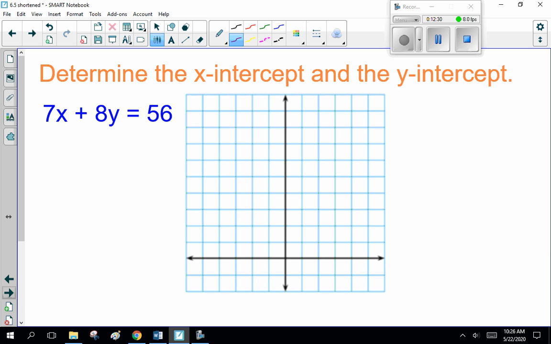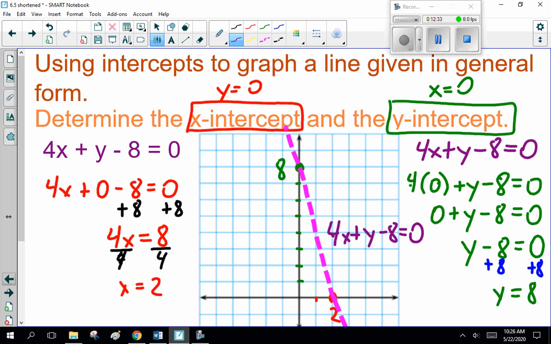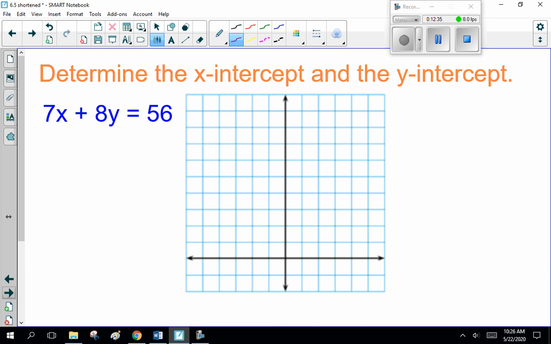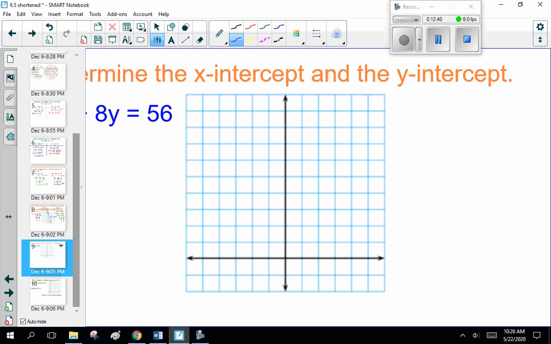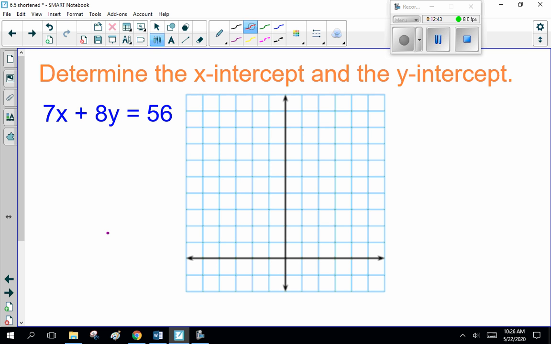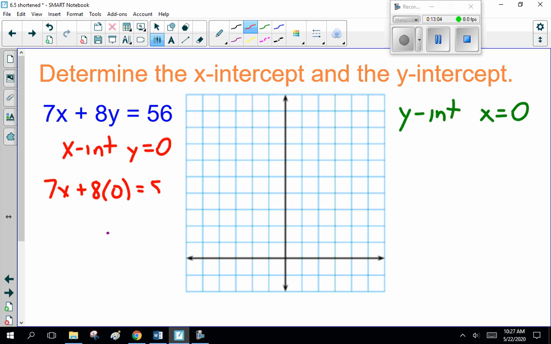So, the general form, or the standard form, like I'm showing here, is really, really easy to draw the graphs if you know the intercepts. Okay? So, let's do x-intercept, y equals 0, and over here, y-intercept, x equals 0. Now notice I wrote this in the wrong form just to screw with your mind, but let's do it anyway. So this is 7x plus 8 times 0 is 56. All right, what's 8 times 0? 0.